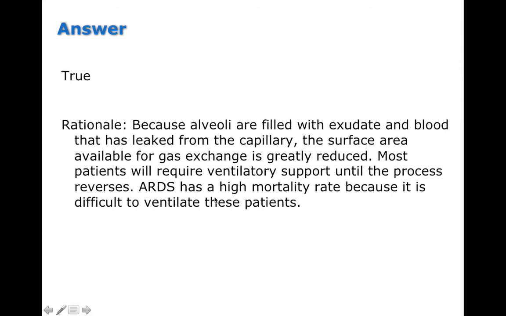And unfortunately, ARDS has a high mortality rate because it's difficult to ventilate these patients. Like if their lungs have filled up with a lot of fluid, and there's a lot of proteolytic enzymes that have destroyed their lung tissue and caused inflammation, they might just have really inefficient gas exchange. And if it's so bad that they can't keep up with the metabolic needs of their tissues, that can actually lead to death.